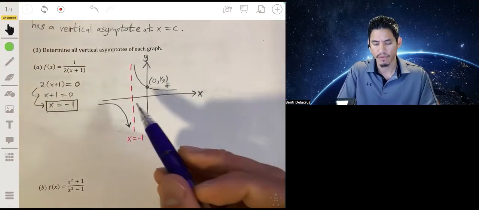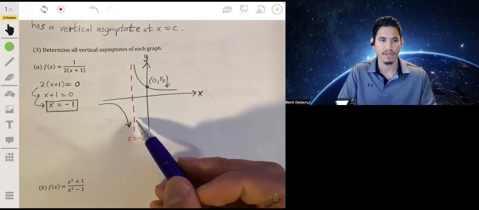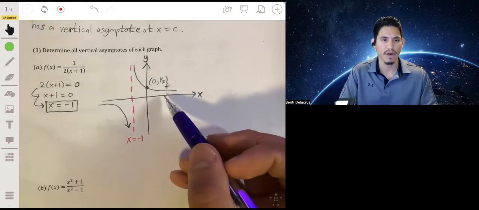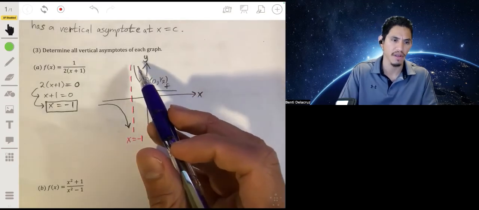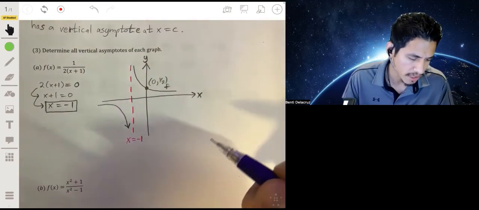So the limit from the left side as x approaches -1 will be negative infinity, and the one-sided limit from the positive side would be positive infinity in this case.